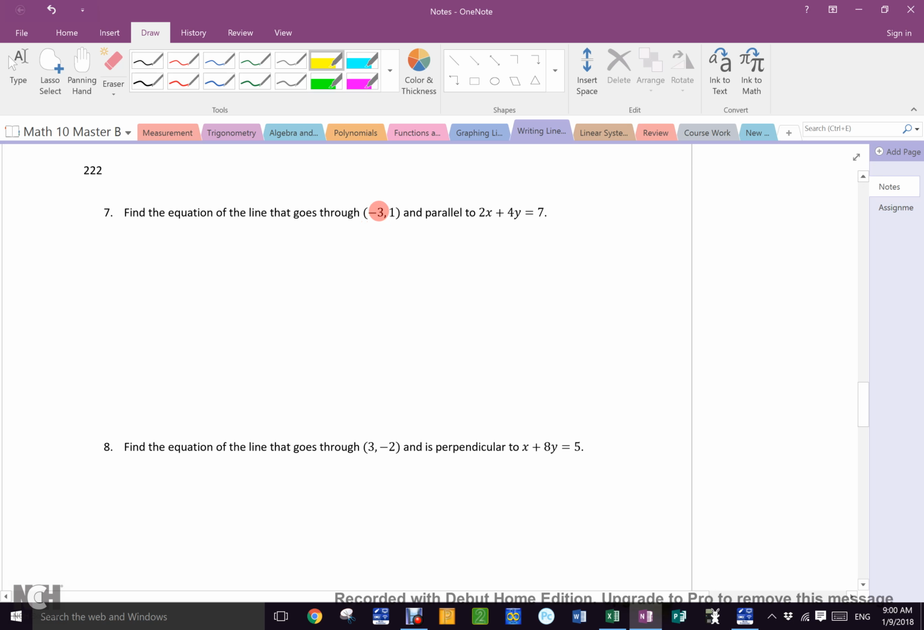Find the equation that goes through that point, so I have a point, and is parallel to that line. Is that a hint? What does parallel mean? Yep. So what does that tell us in what we're doing right now? Parallel tells us it's got the same slope. Do I know this guy's slope right now? Not yet. Why?